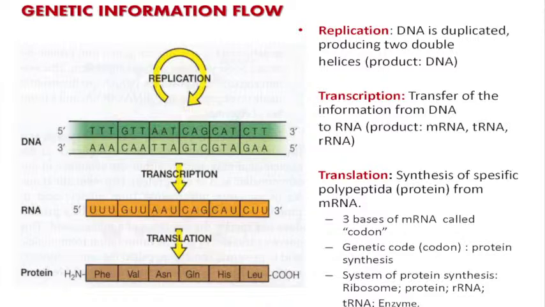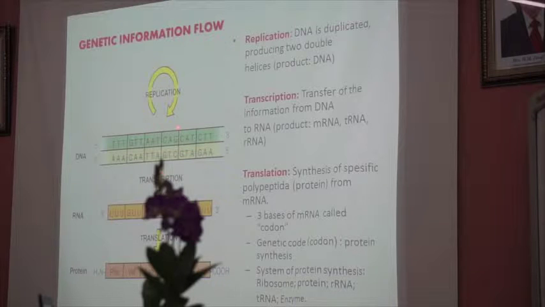The program of transcription. And this is the example. Translation: synthesis of a specific polypeptide from the messenger RNA. It will be made using 3 bases of RNA that's called a codon, and the genetic code is the protein synthesis. The system of protein synthesis includes the ribosome, protein, ribosomal RNA, tRNA, and enzyme. So actually the genetic information flow is a very complex system.